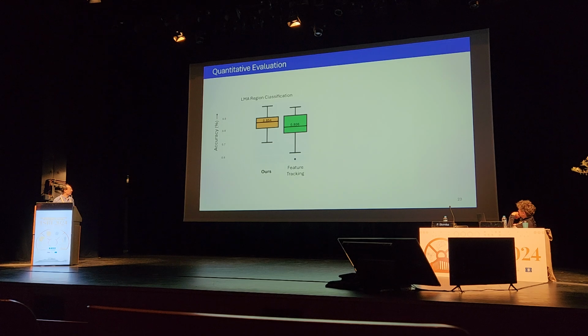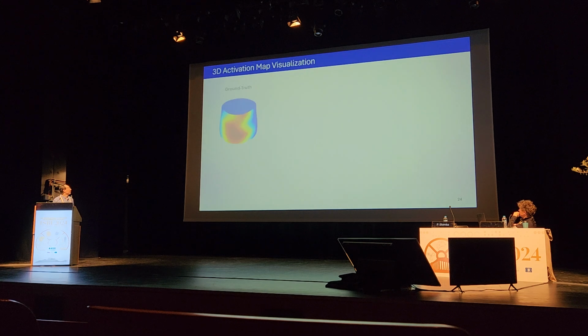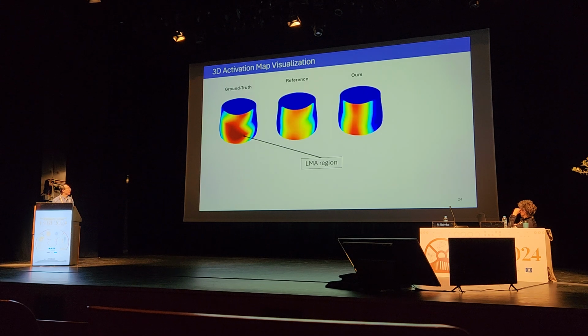And again, our model is much better for LMA classification. Our model is much better than feature tracking, and not so close, but quite close to the reference. And the same conclusion for the regression, much better than baseline. For the 3D activity map visualization here, on the ground truth you can see there's an LMA region on the lower part, right? The predictions of the reference and our method are not very accurate, but they capture it. But for feature tracking, if the doctor looks at this prediction, the doctor would just conclude that, okay, there's no LMA or a very weak LMA, and the patient doesn't need any treatment.